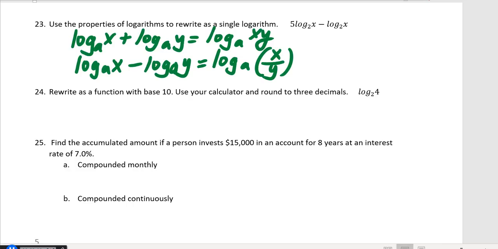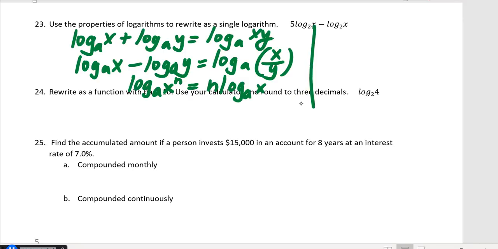And the third would be the power rule, where you say log base a of x, if it's to some number, let's just put n, you could rewrite it as n, put it in the front, of log base a of x. And remember, these make sense because we know that a log is another name for an exponent, right?